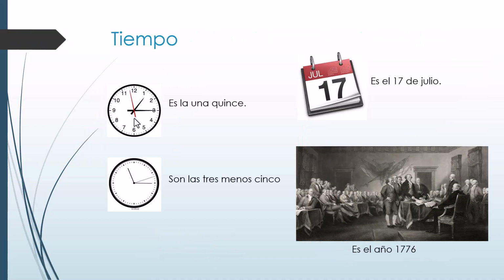Time is always going to be ser. Es la 1:15, right? So it's 1:15. Notice since it's only one, this is going to be singular, but when it's 3 o'clock, it's going to be plural. Son las 3 menos 5, right? It's 3 o'clock minus 5 minutes, so it's 5 minutes to 3. And also days, es el 17 de julio, the 17th of July, o años, es el año 1776, the year our Declaration of Independence was signed here in the United States.